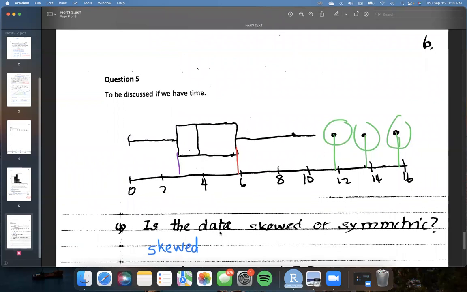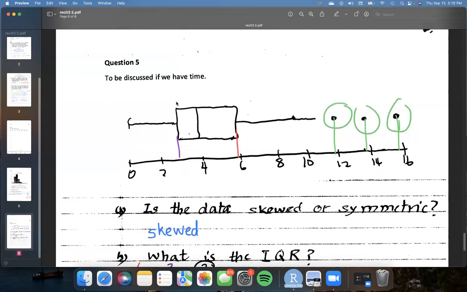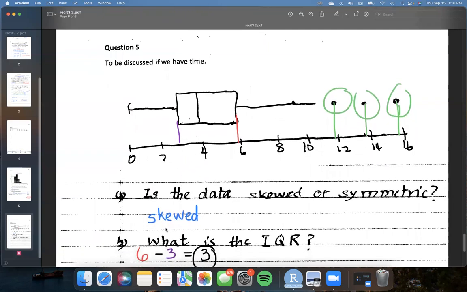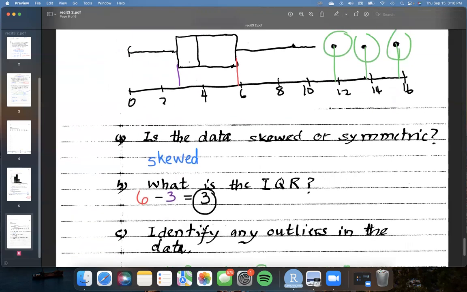Then our part B is, what is the interquartile range? So we would take quartile 3 and subtract quartile 1 from it. So here this looks like 6, and here this looks like 3. So 6 minus 3 is 3. All right, and then we want to identify any outliers in the data. So here, any dots that are not part of the whisker would be outliers.